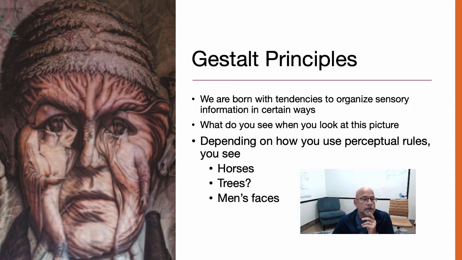You might see horses. Actually, it can take me a second to see the horses. I see the trees. I see men's faces. Horses are in here. Oh, now I see horses. But that's the idea behind perception. We tend to look at the same thing and see multiple kinds of things in here. And of course, artists have used that to their benefit for quite a long time.